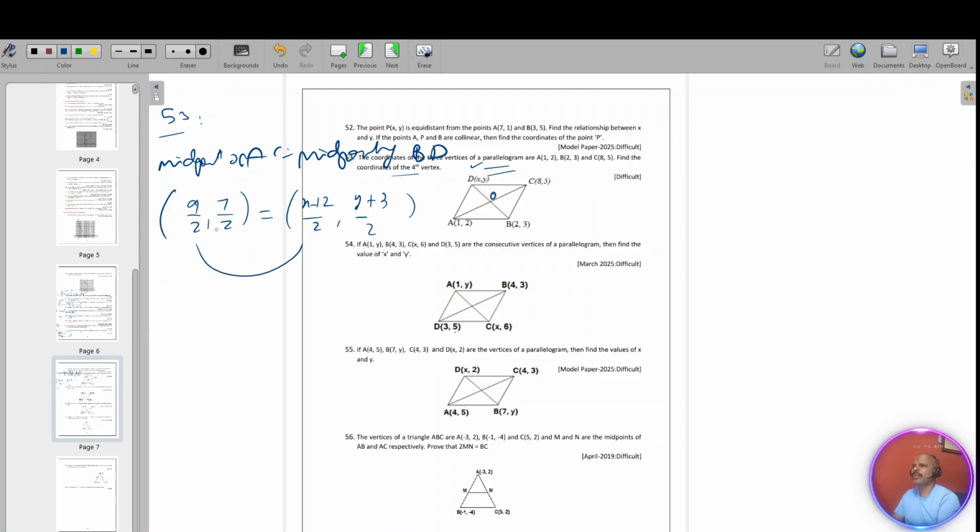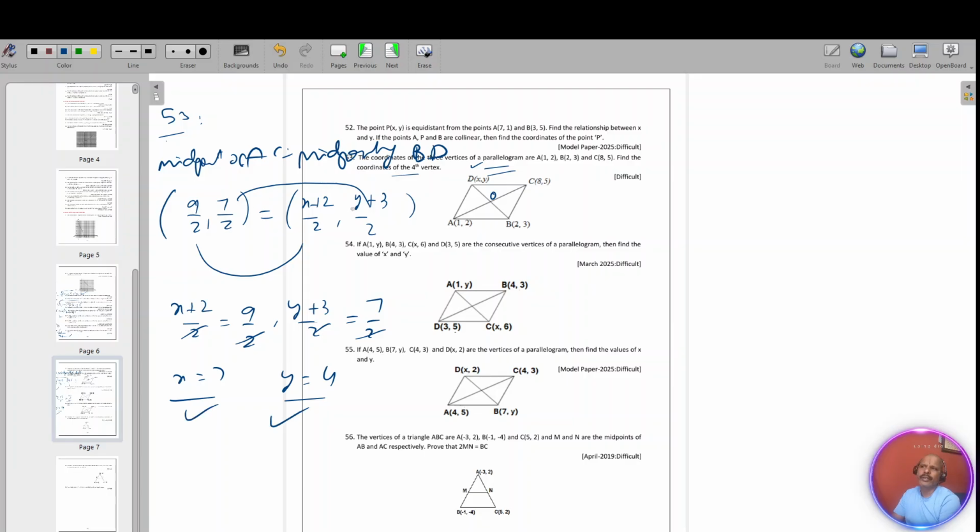You equate these two and these two, you get the formula. See, x plus 2 by 2 equal to 9 by 2, 2 cancel, x equal to 7. Y plus 3 by 2 equal to 7 by 2, 2 cancel, y equal to 7 minus 3, 4. Okay. How did you arrive at this?